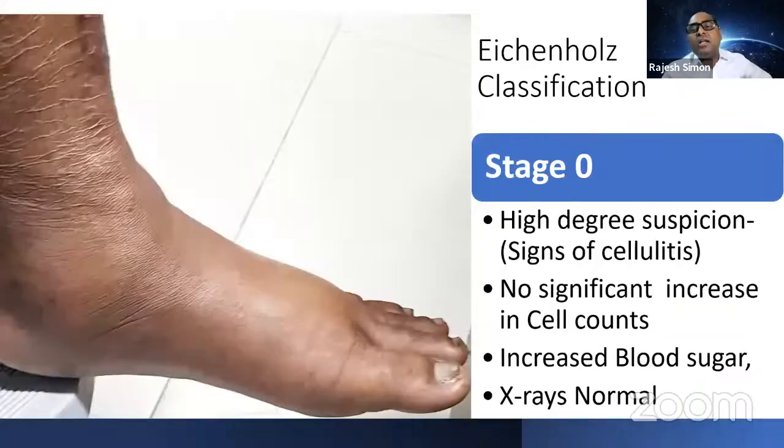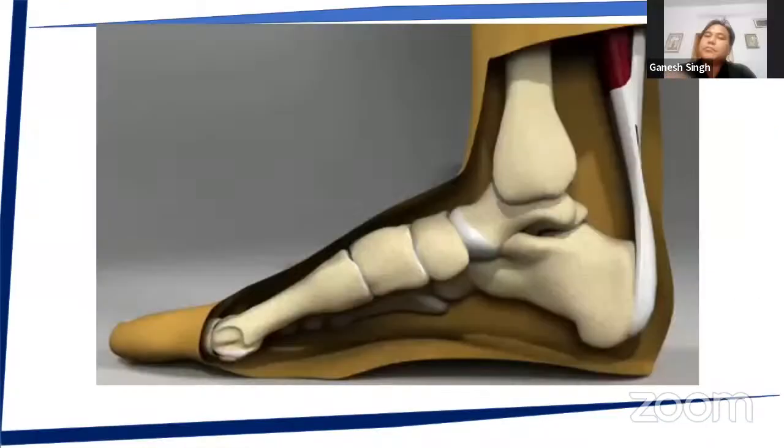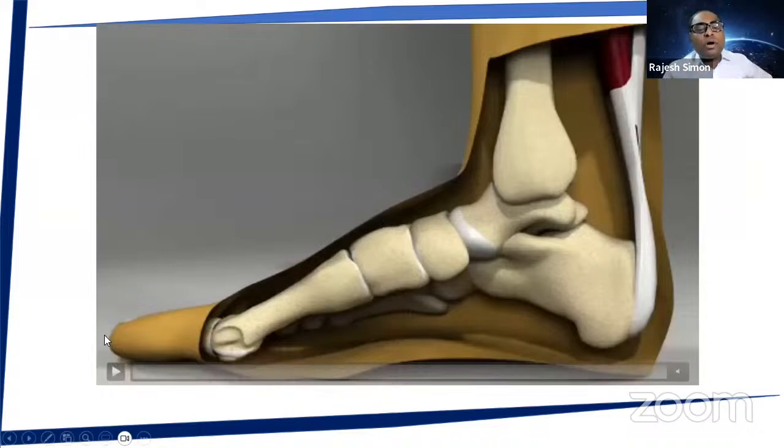So if you look at the classification, the Eichenholz classification says stage 0 is the best time to treat and identify, though it is difficult to identify, but a high degree of suspicion is what is going to help us out. There might be no significant cell count increase, and the X-rays might be normal. It is just the high level of suspicion that helps you in diagnosis. And if you can take a bone scan, and the uptake is high, then yes, think about Charcot arthropathy.